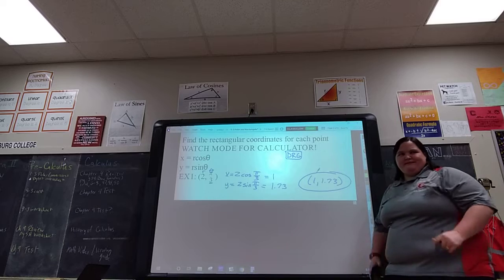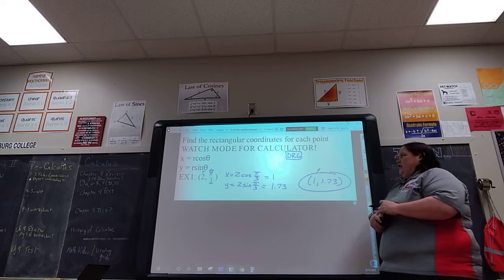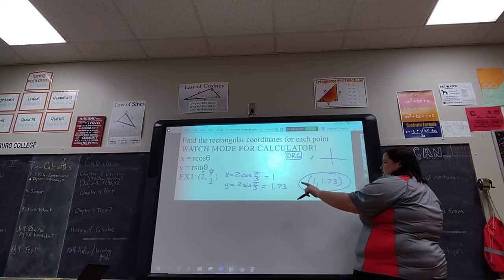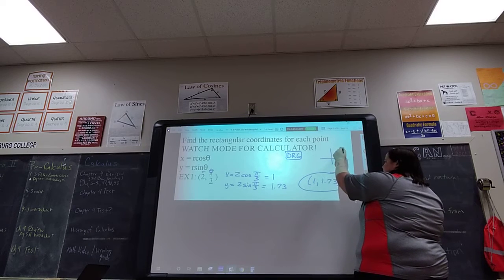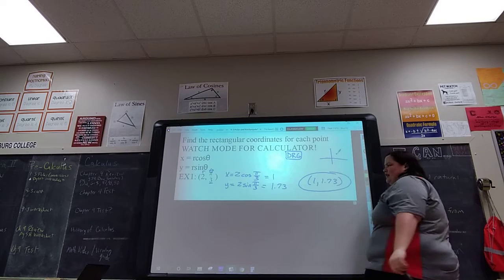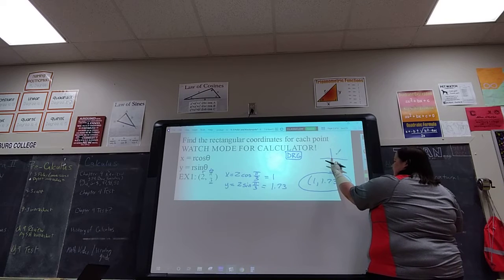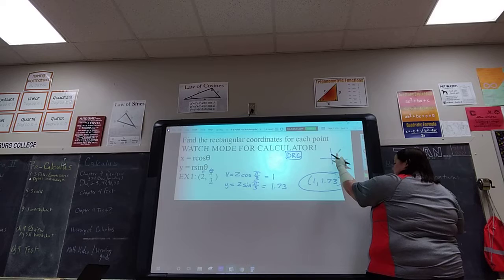Questions on that, Cory? So if I were to plot that out, and I don't have my circle grid to do that, so 2 and pi over 3 is somewhere in here, and so then we would have counted out 2, so that point is right around there. So it makes sense that the x to get there is 1 to the right, and then the y to get there is about 1.73 up.